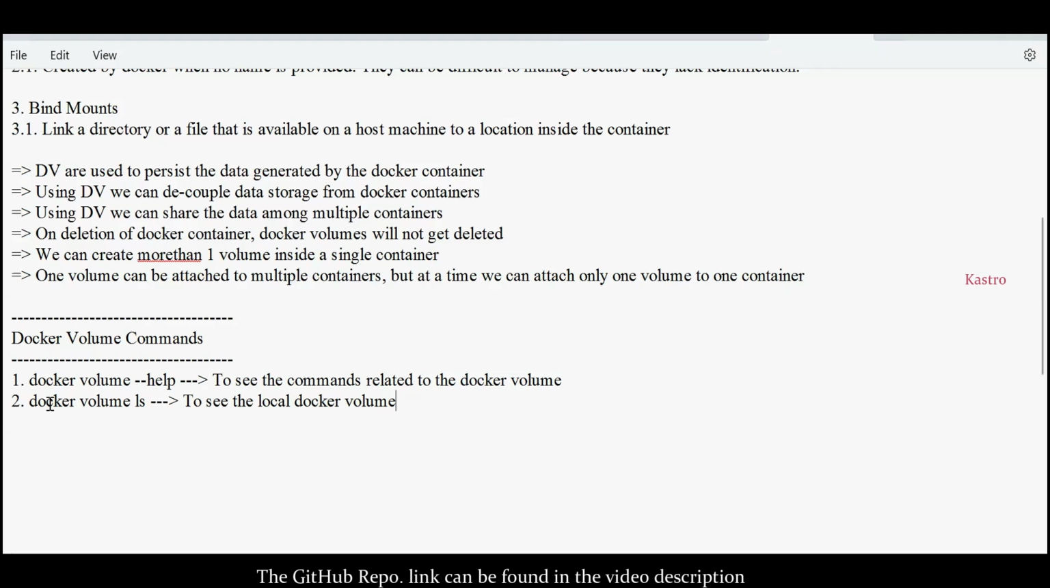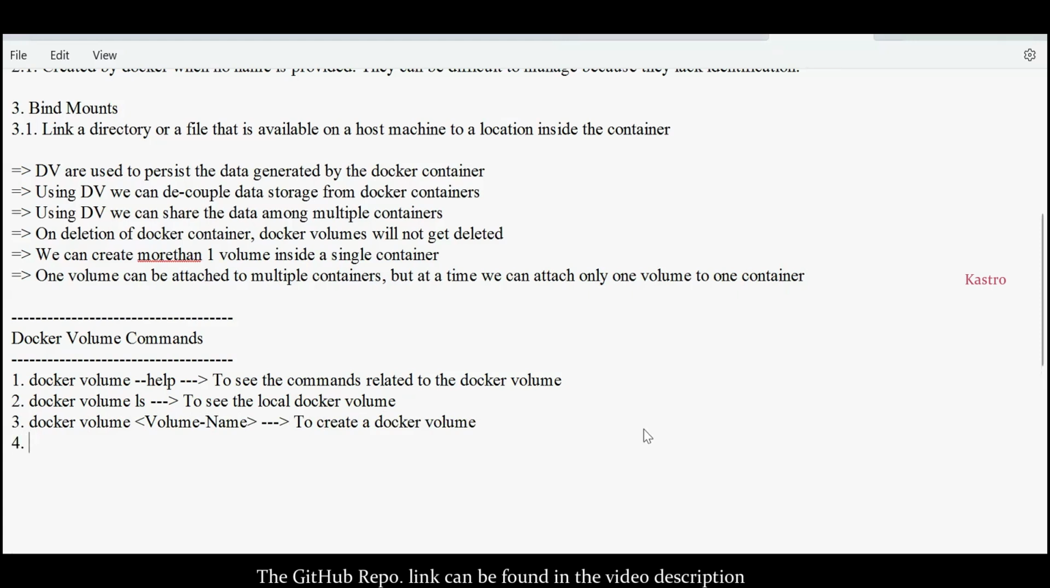Suppose, let's say, you want to create a volume, how will you do it? docker volume create, followed by the volume name. Whatever name you want to give the volume, you can give that name. By using this command, we can create the Docker volume.